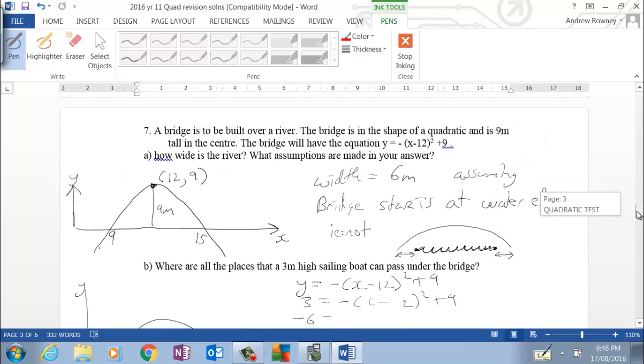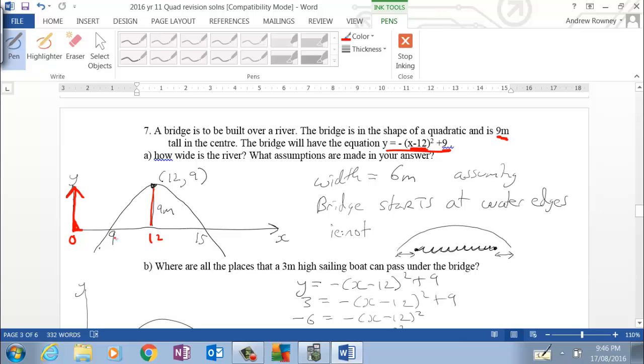Now I've got a bridge over a river. The height is 9 meters in the middle, and the bridge has that equation there. How wide is the river? Well, since the vertex is 12, because it's x take 12 in the vertex formula, 12 across and 9 up, that means we don't know where the origin is, so we place it just randomly there, and so it's going to be 12 from the 0 all the way over to here. That's 12.